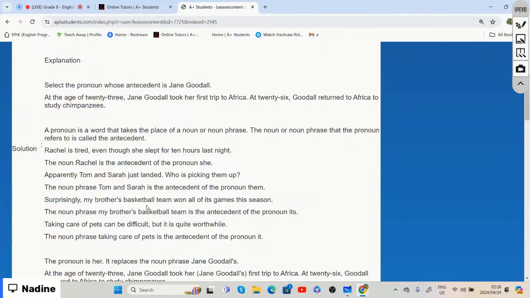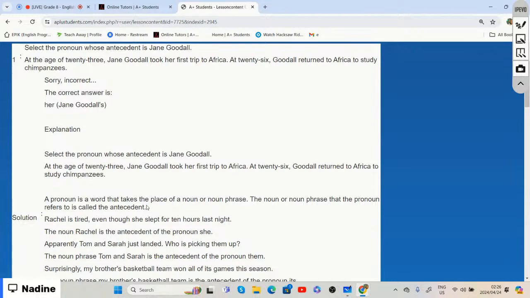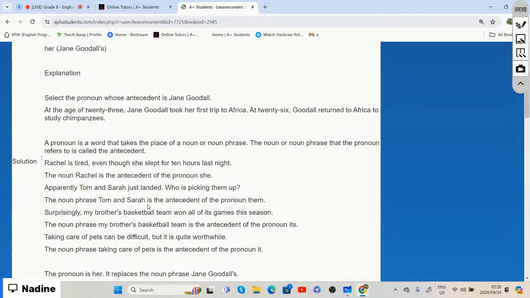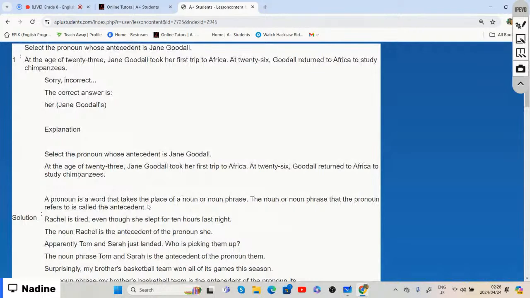All right. And once again, we said Rachel is tired, even though she slept for 10 hours. Which means that the pronoun, remember the pronoun, right? It takes the place of the noun, right? So if you are the noun and we were to write your name doing an action, eventually we would replace your noun with a pronoun and we would say he is doing something, right?